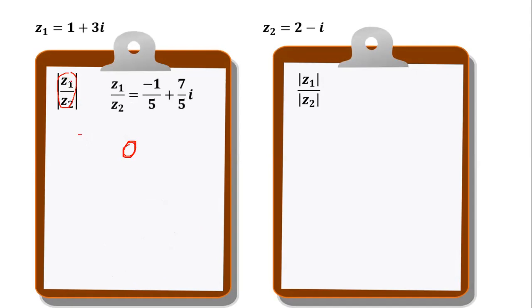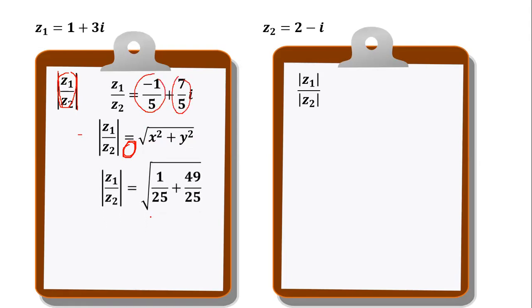After calculating z1 over z2, we need to calculate its modulus. So the ratio of two complex numbers is always a complex number. How to calculate its modulus? Simply apply the formula of the modulus, which is radical x squared plus y squared, where x is the real part and y is the imaginary part. By calculation, we will get that the modulus of z1 over z2 is equal to radical 2.